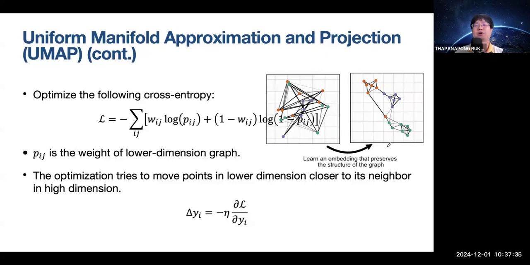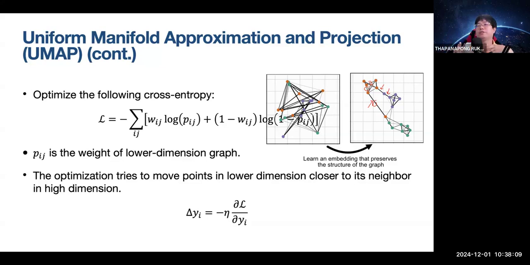So what do you mean by the structure of the graph? The structure of the graph is all these edges. So you want to make sure that when you map the data into lower dimension, the weight on the edge is similar to what we had before.